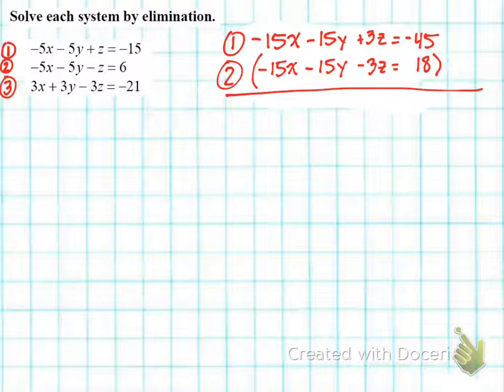Focusing on the z's, I'm going to put a plus sign. So negative 15x plus negative 15x is going to be negative 30x. Then it's going to be negative 30y. The z's cancel out, and then we have negative 27. That's cool. This is equation 4 now.